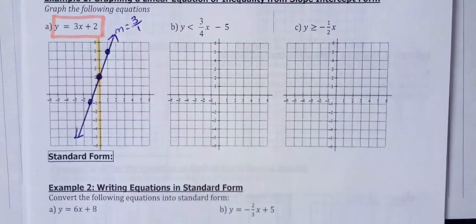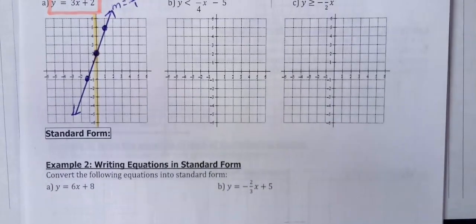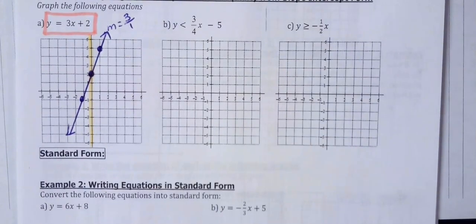The more points you have, the more accurate it will be. Does anybody know the minimum number of points I need to graph a line? 2. Okay, so you only need 2 points to make a line, and we'll do that on some of these today. Now my next one is an inequality. I have these mixed together to see what you remember.